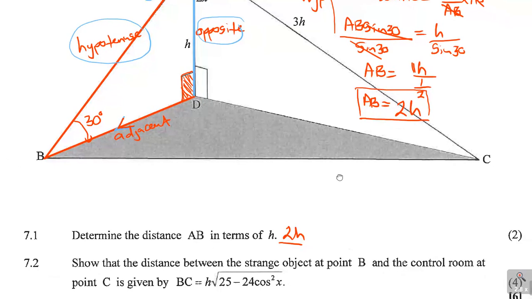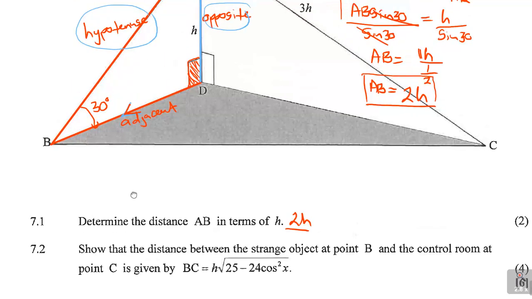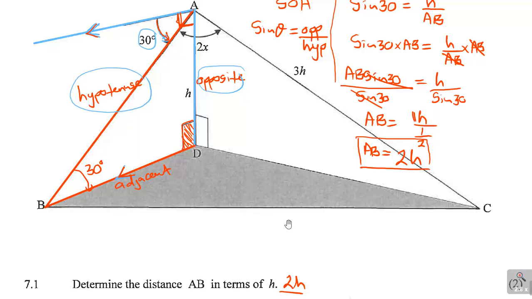Now the next question, it says show that the distance between the strange object at point B and the control room at point C is given by BC is equal to that. So now we are looking for the distance BC.